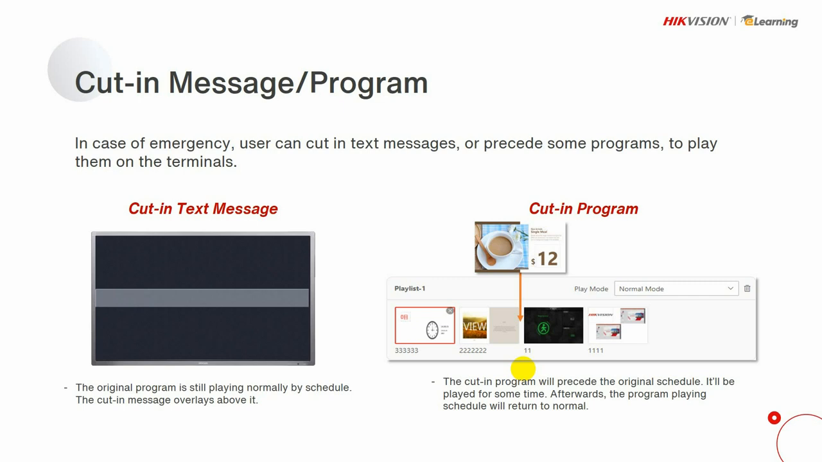In case of emergency, users can cut in text messages or some programs to play them on terminals immediately, right? So here is an example of how the cutting text message looks like. You can select the size of this sentence, or you can select the position of this sentence, for example. And also the cutting program will override the original schedule. It will be played for some time. You can select by yourself. Afterwards, the program playing schedule will return to normal. Alright?